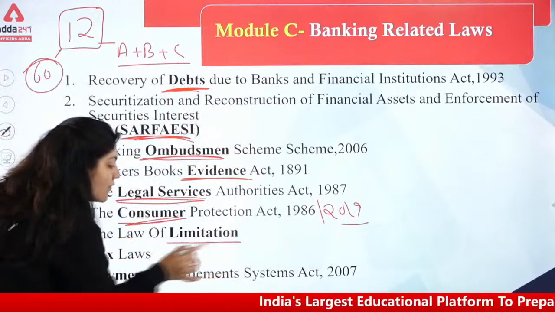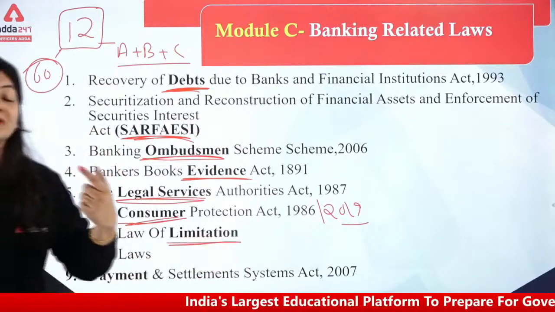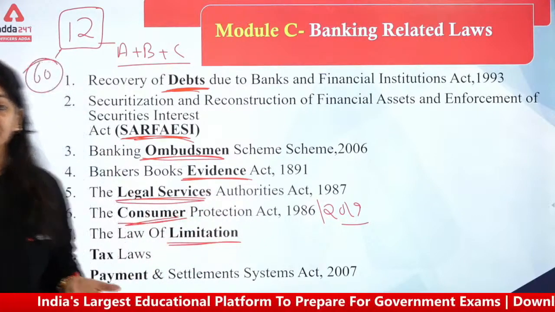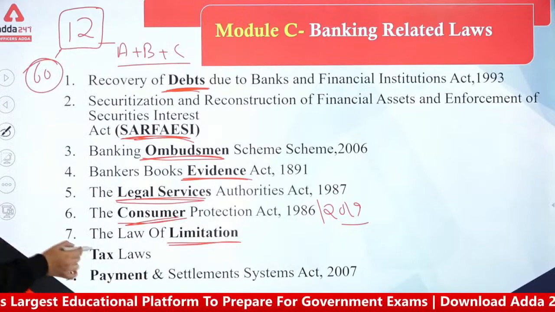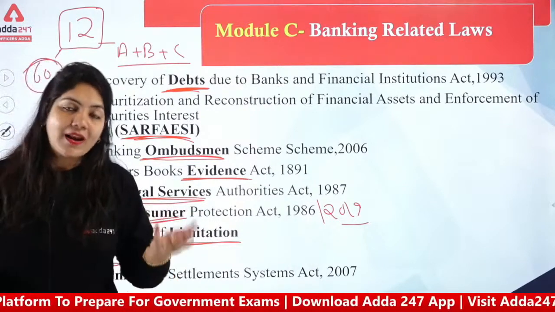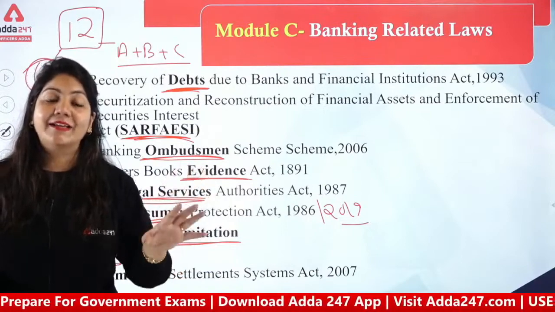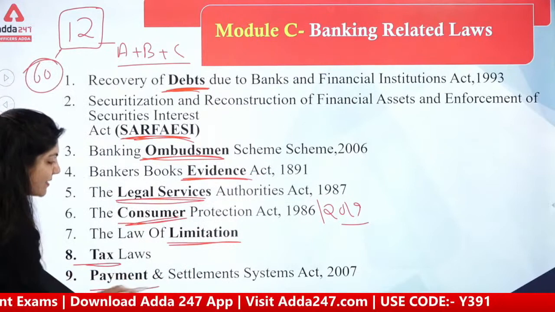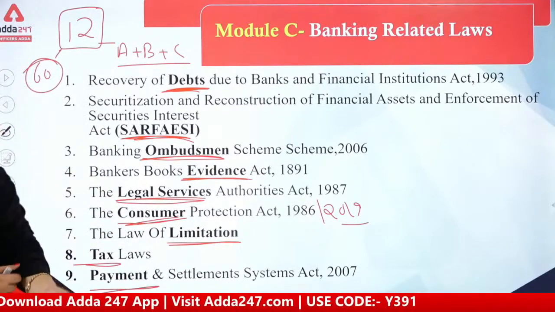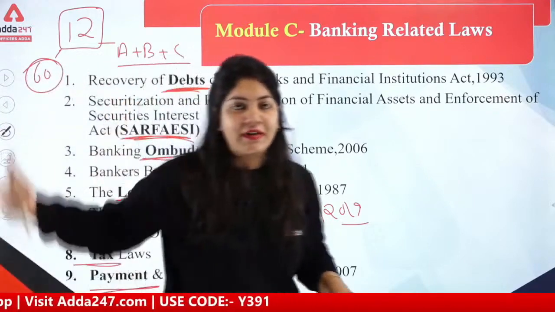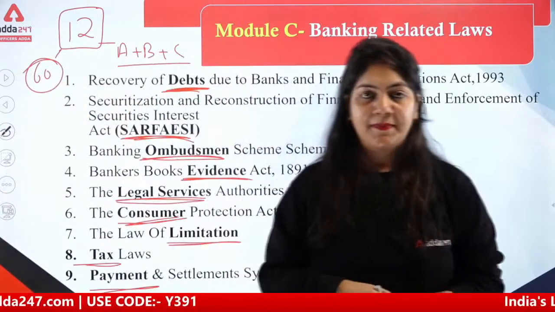Next is the Law of Limitation. What are the limitations while filing a case? This is important. Next one is tax law. As you know, what do we mean by tax? You all have to pay tax, and that tax money is used by the government. And the last one is the Payment and Settlement Systems Act 2007. So that is 12 acts; note down the one key word of all the 12 acts.